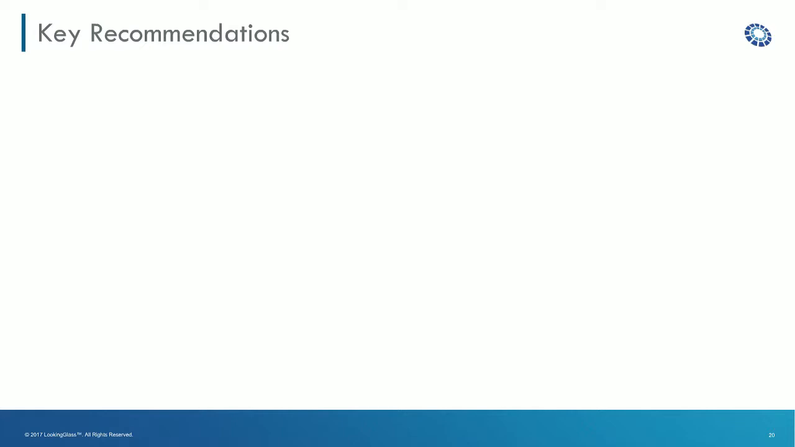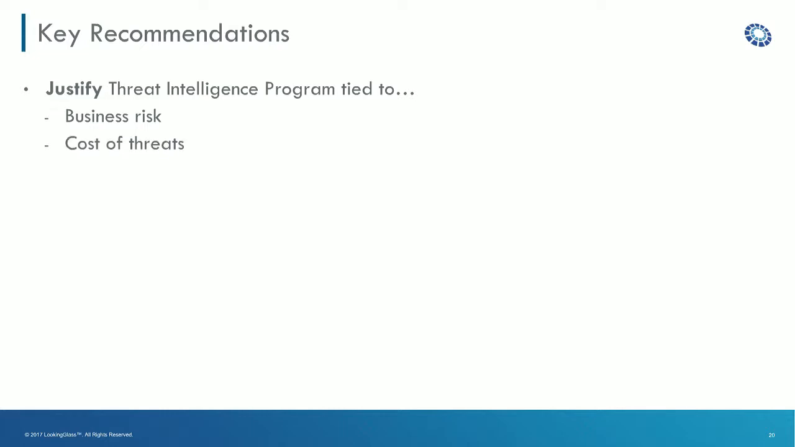So, some of the key recommendations. The first thing is you really need to build out the justification for the program. You need to consider the risk that you're addressing, and remember to keep it in terms of business risk, not just a technical aspect. Relate it to the cost of threats if those occur, and show how threat intel programs can actually potentially reduce cost.